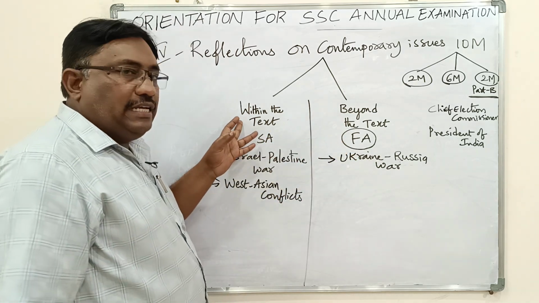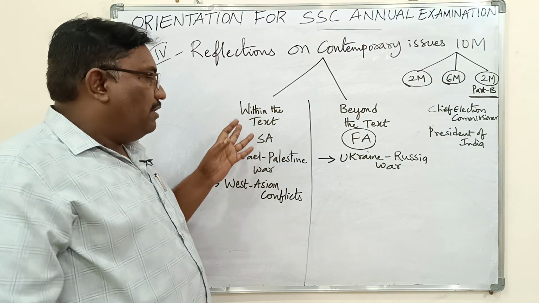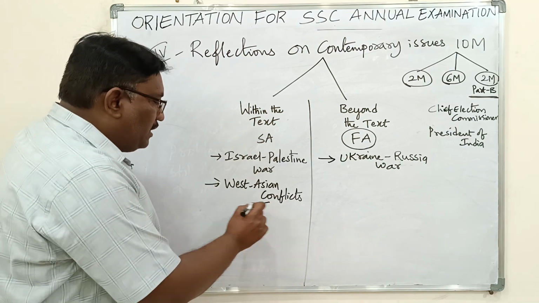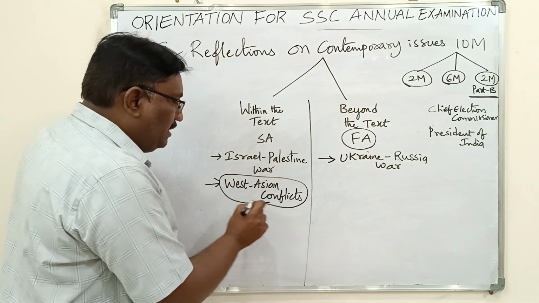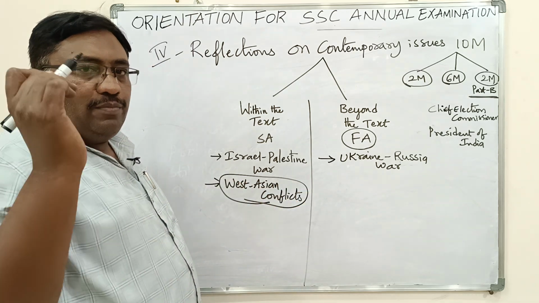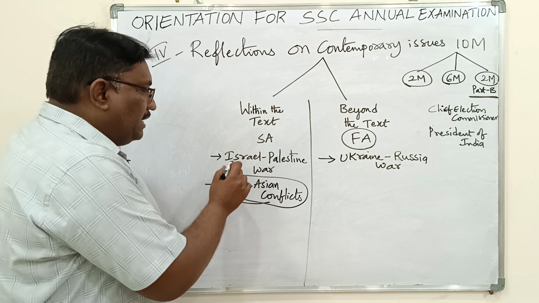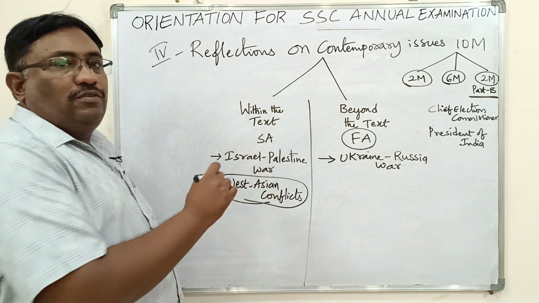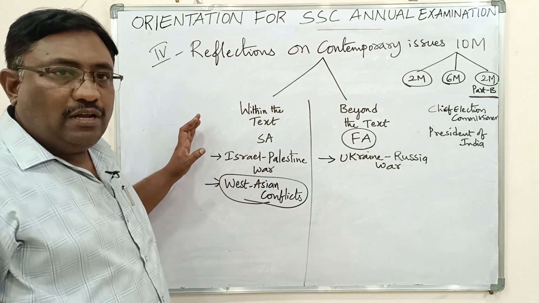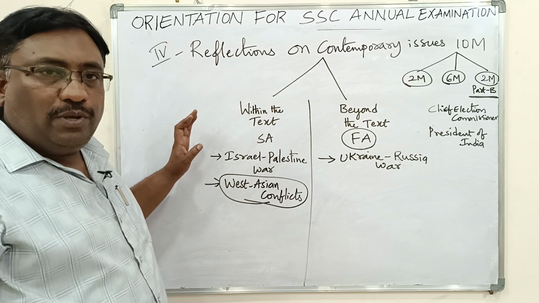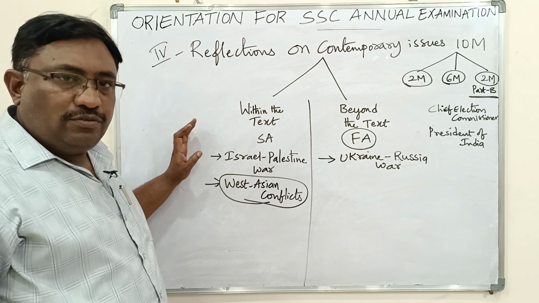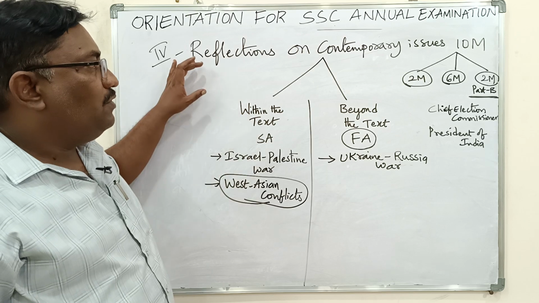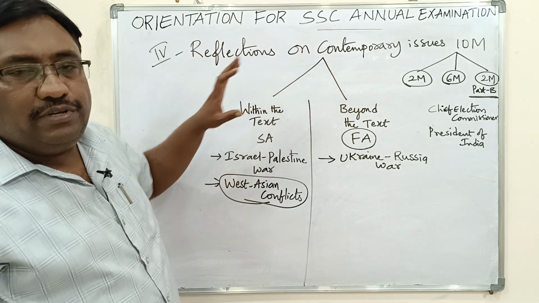Coming to within the text, which are related to our textbook, one contemporary issue which is going on is related to our 19th lesson, West Asian conflicts, and from that day till today it is still going on, that is the Israel-Palestine war. This is a war which is continuing at present also, and a lot of innocent people were killed during this war. This comes under reflection on contemporary issues, and it will fetch us 10 marks.